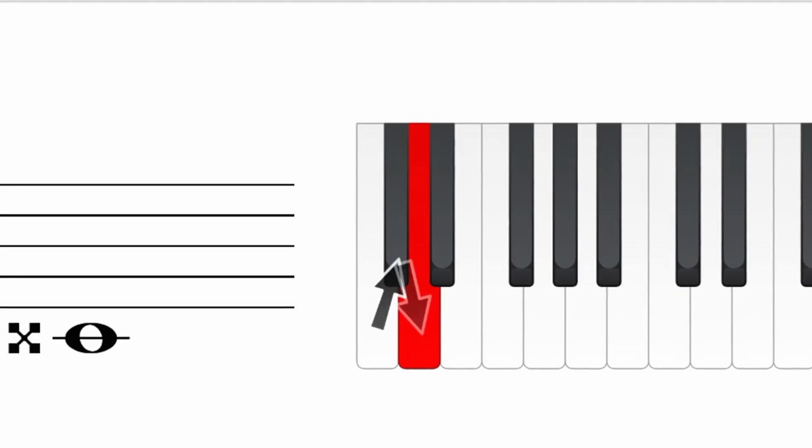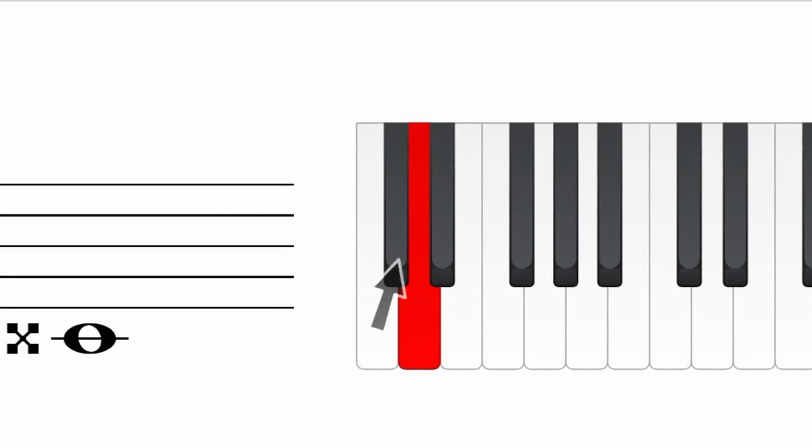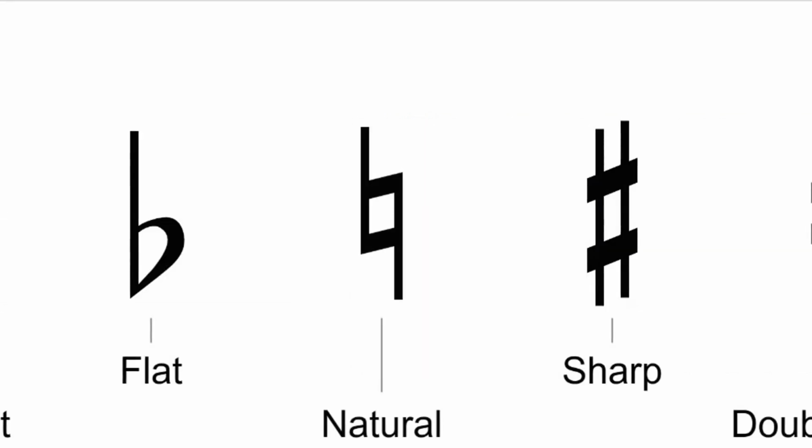Same thing pertains to C. If you double sharp the C, you're going to a D because you're sharpening it.